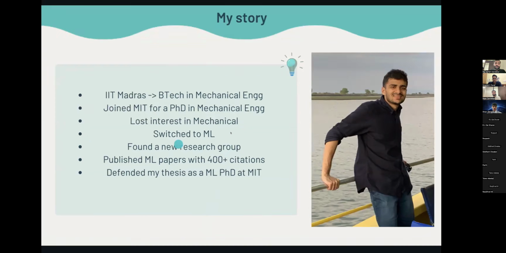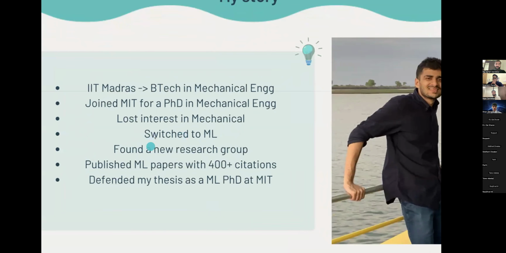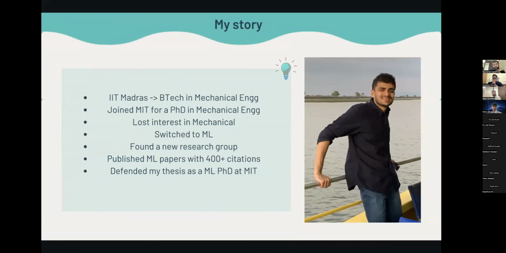I was lucky enough to find a research group at MIT which introduced me to this field of scientific machine learning. When I joined this group, my whole PhD life took a U-turn. Until that time, I had not studied machine learning. What happened in the next 3 years was that I studied machine learning from scratch. Not just that, I published machine learning papers, which today have 400 plus citations, and I also defended my machine learning PhD thesis at MIT. All of this happened within a period of 3 years.